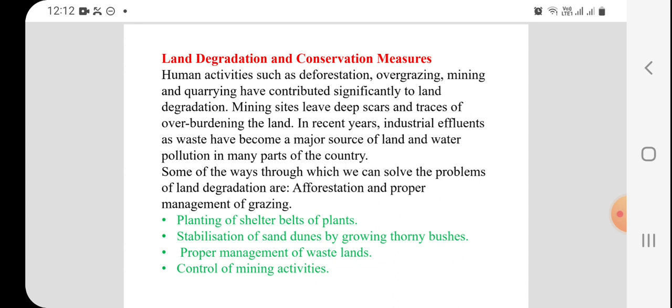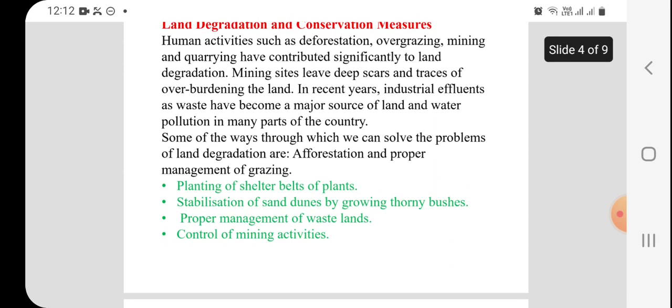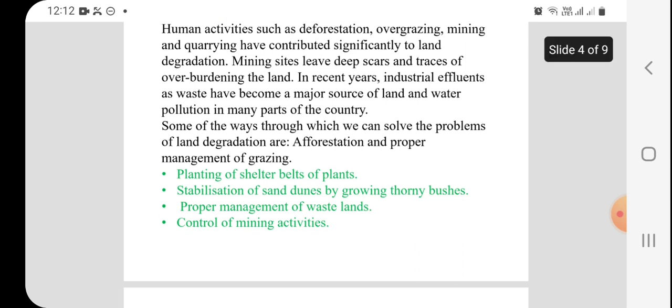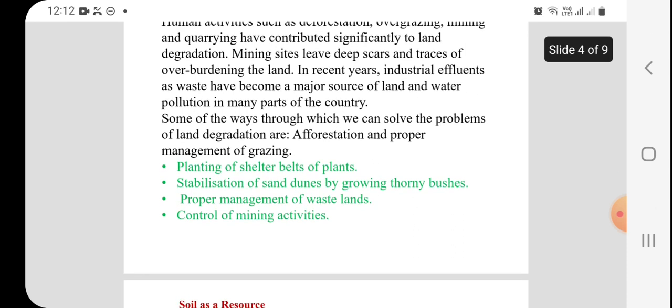Some of the ways through which we can solve the problem of land degradation are afforestation and proper management of grazing. After 1978 the Government of India took steps to increase the forest area, which is called afforestation. They introduced Van Mahotsav, planting a larger number of saplings by school and college students. By encouraging this method we can bring back 23% of the forest area.